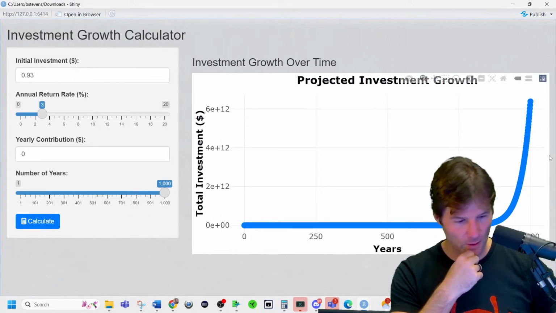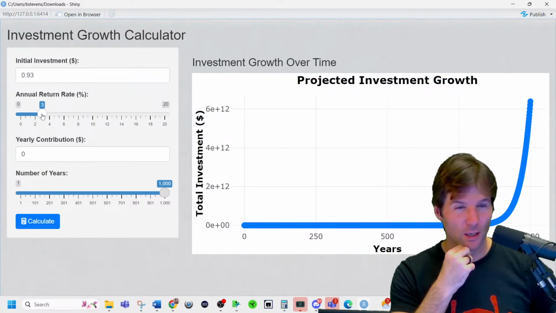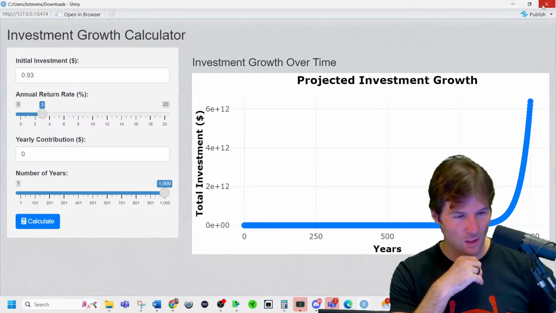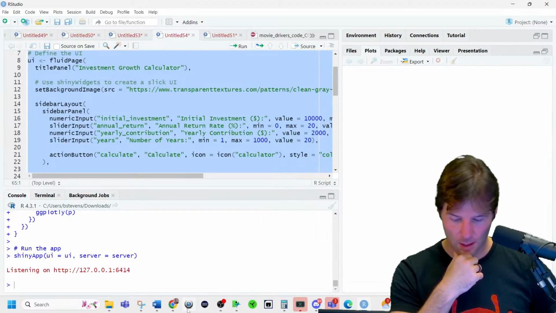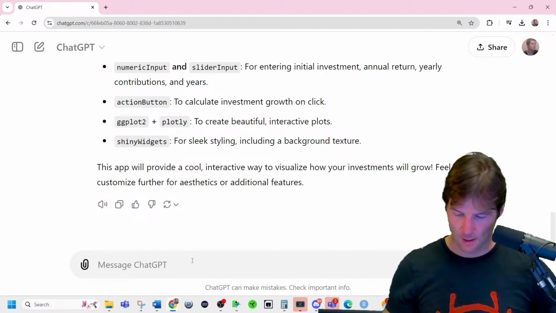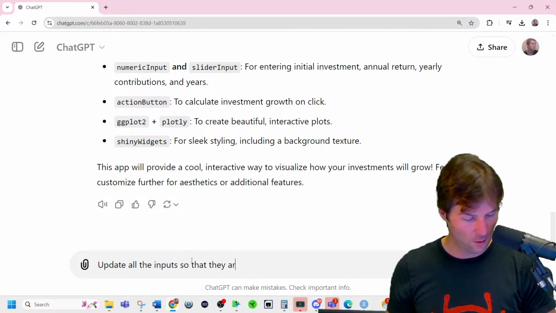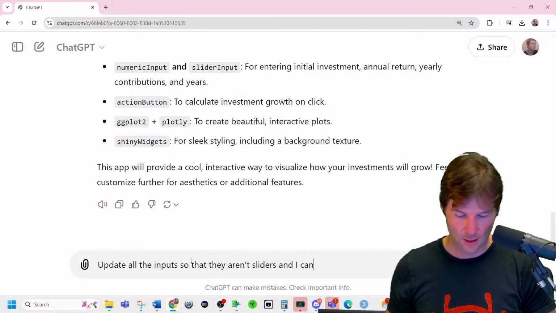How accurate were they in their calculation? So it looks like that's more than a billion. He had like a 2.25 interest rate. Okay, then we don't want slider inputs. So let me say update. Update all the inputs so that they aren't sliders, and I can put in numeric values for them.